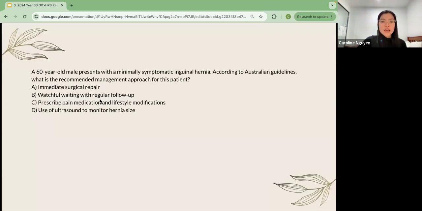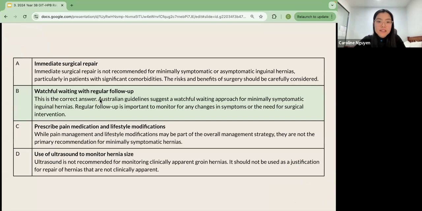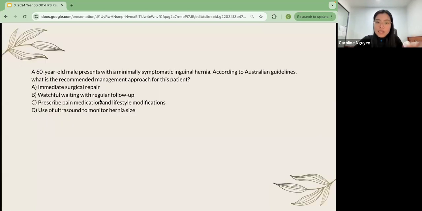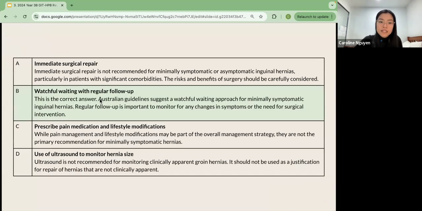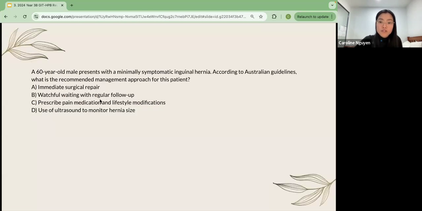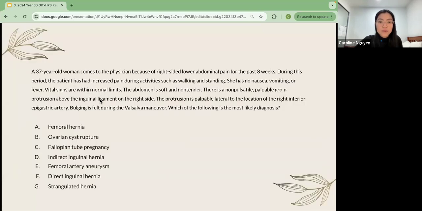Constipation questions. So this is actually not constipation. This is just related conditions. A 60-year-old male with a minimally symptomatic inguinal hernia. What is the guideline for the management for this patient? B, watchful waiting. Perfect. The reason it's watchful waiting is because it's minimally symptomatic. There's no signs of a strangulated hernia. So we can just watch and wait.